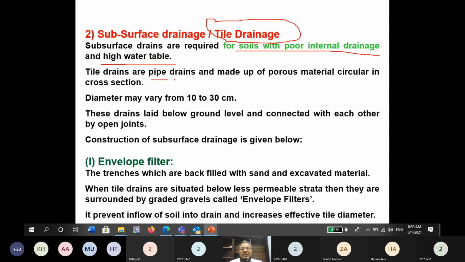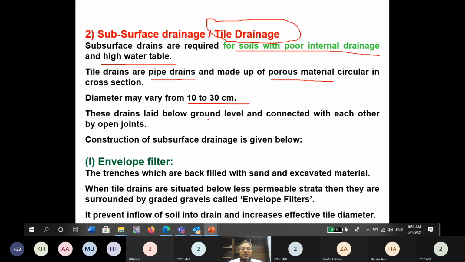So water tile drain, these are pipe drains which are provided under some level below the surface, and these are made of porous material which are circular in cross section. तो pipeline हम बिछा देते हैं. Those pipes are connected with the main pipe and that drains into the main drain. Diameter इन pipes का होता है 10 से 30 centimeter. How much 10 centimeter means? It is about 4 inches, and 30 centimeter means 1 foot. 4 inch से 1 foot.